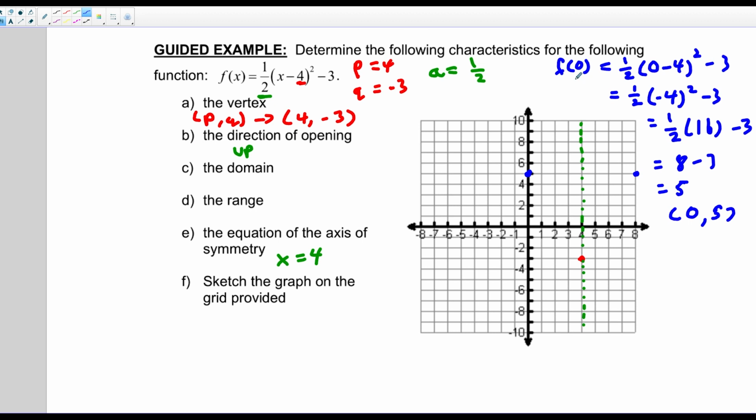So repeating this same process for a few more x values here of your choice. In this case, a good one is going to be an x value of 2.